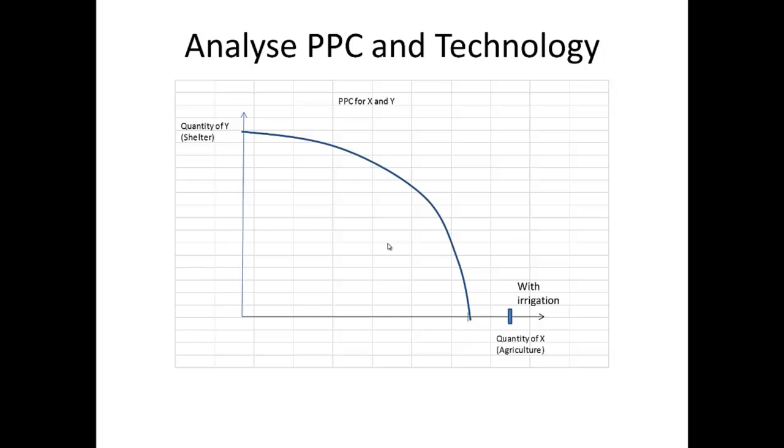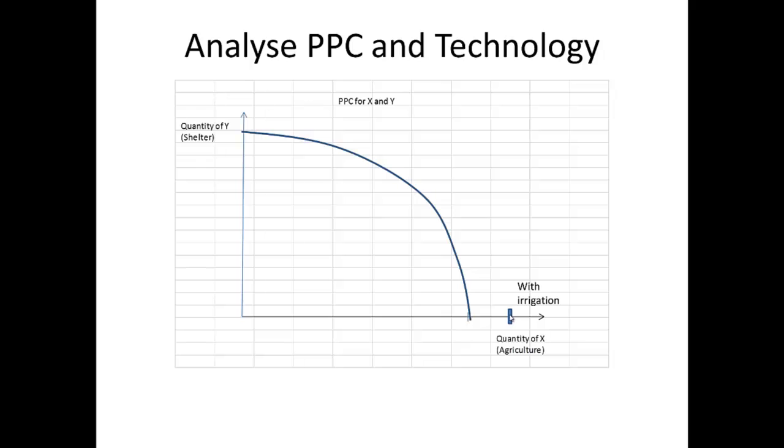Having looked at the trade-off, now let's look at technology. What we do know is that technology tends to improve the amount of goods and services that we can consume. Let's think about this in a simple way. We have agricultural products and shelter. Now I have a production possibility curve, and irrigation is introduced. I've selected these goods primarily because we know that irrigation can improve the quantity of agricultural goods.